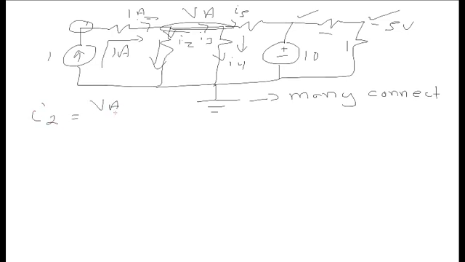I2 is VA over R2, but R2 is 1 ohm, so I2 is VA. For I3, I have a problem. I only have a wire, so I don't know what the current through it is. I'm going to have to use the fact that I3 entering at this node is then split into I4 and I5.